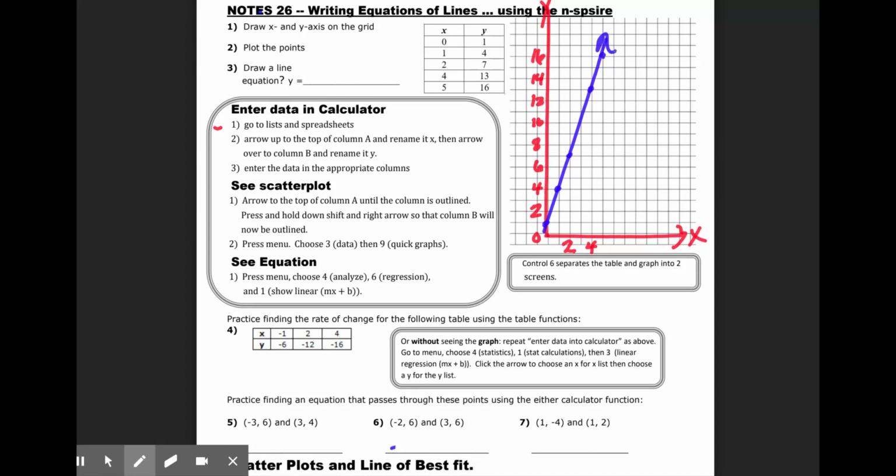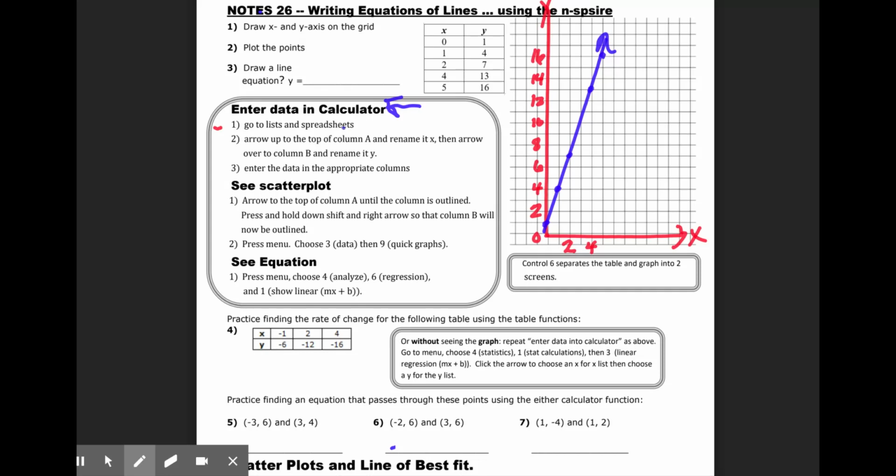And then in order to get the equation, you can probably figure that out on this one, but we want you to practice using the calculator. So right here, in order to enter the data into the calculator, you're going to go to List and Spreadsheets, arrow up to the top of column A, and rename it X. And then arrow over to column B and rename it Y. And at any part on this, you're probably going to want to pause so that you can enter the data into the calculator and go through some of these functions.